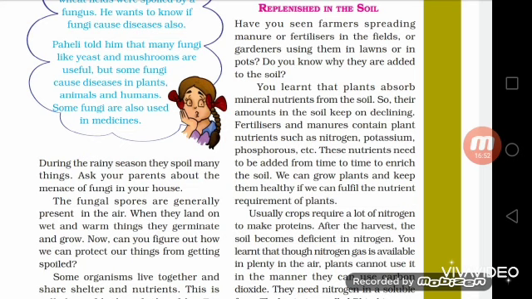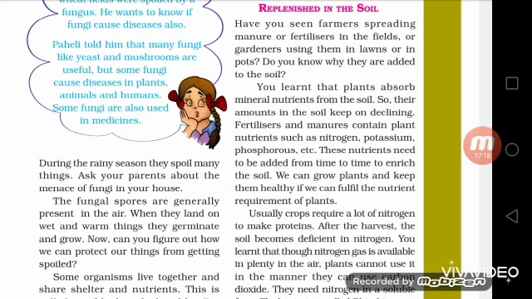These nutrients need to be added from time to time to enrich the soil. Once the crop is harvested, what happens after that? Farmers spread fertilizers or manures into the farm so that all the nutrients will be stored back into the soil, and the soil will be rich in nutrients again so that it can grow new plants.